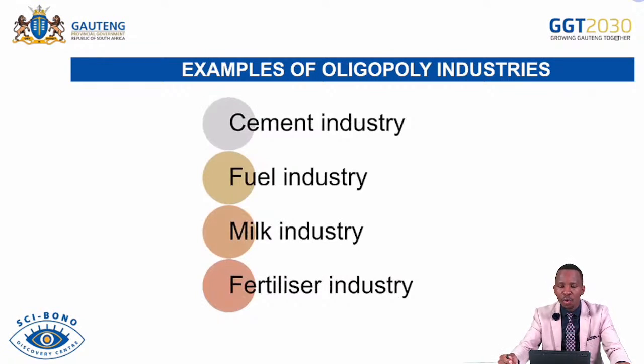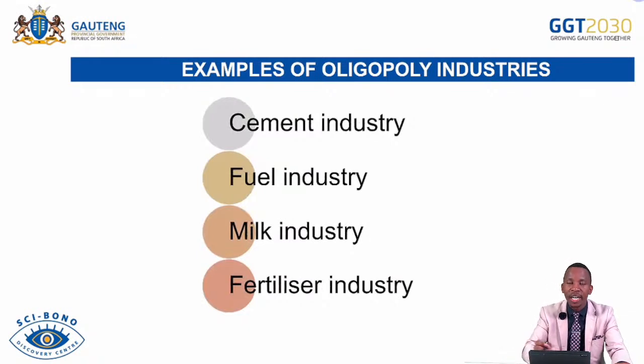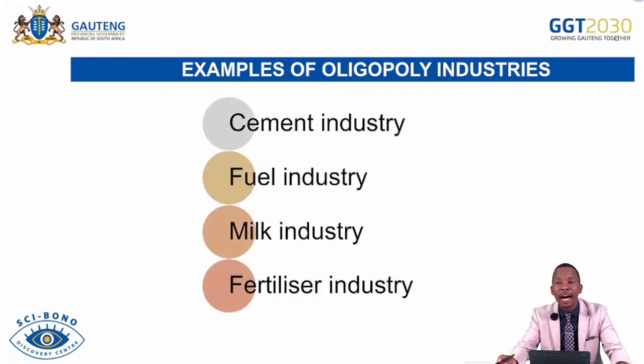A change in output or price by one firm evokes reaction from other firms operating in the market. If one firm decides to change the price, that will mean other firms will react. They will simply give it more attention and see what they can do better in order to avoid losing their consumers to the rival firm that has just lowered the price.